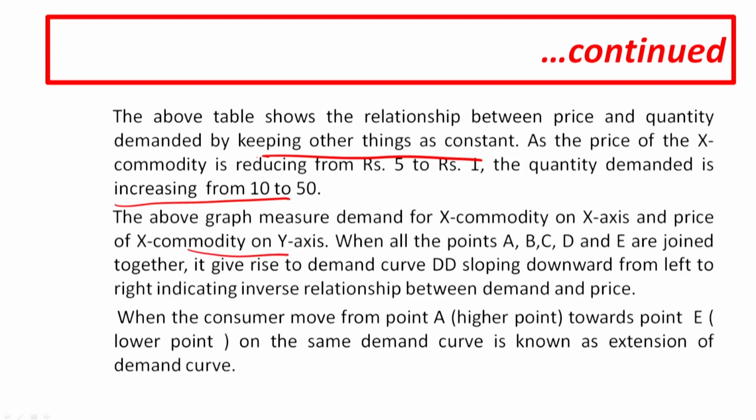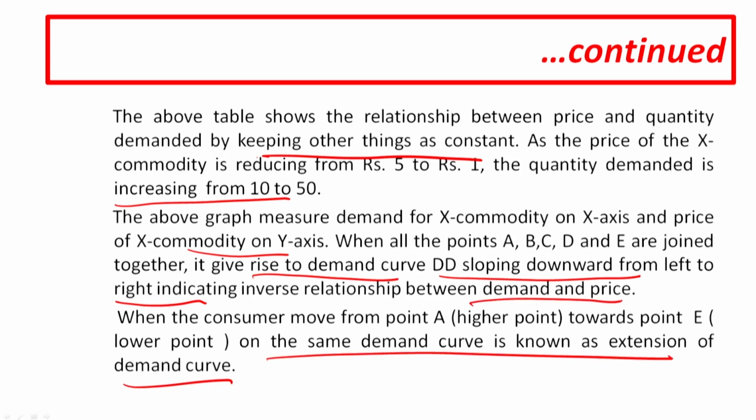When all the points A, B, C, D and E are joined together, it gives rise to demand curve DD sloping downwards from left to right. That is important, indicating inverse relation between the demand and price. When the consumer moves from point A, the initial point, to point E, the higher point to the lower point on the same demand curve, that movement is termed as extension of demand. I hope it must be clear to all the learners.